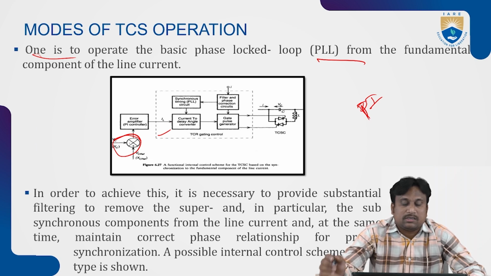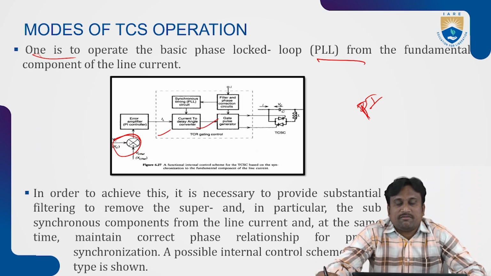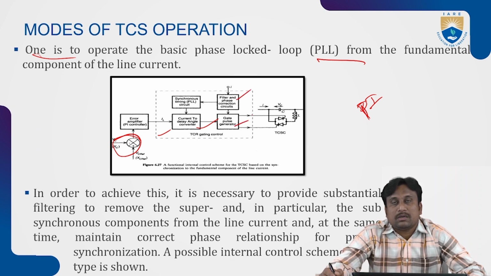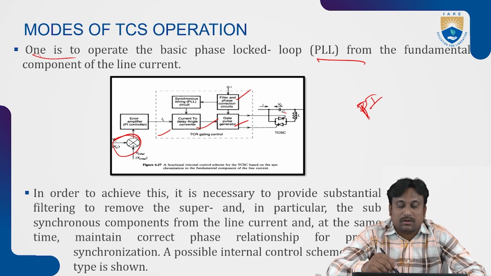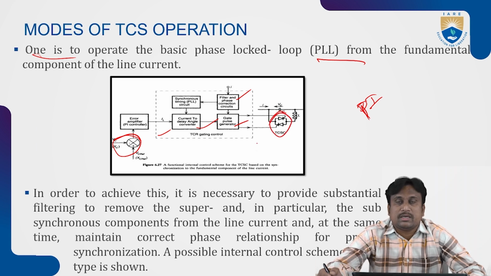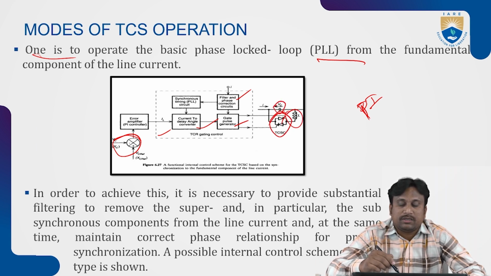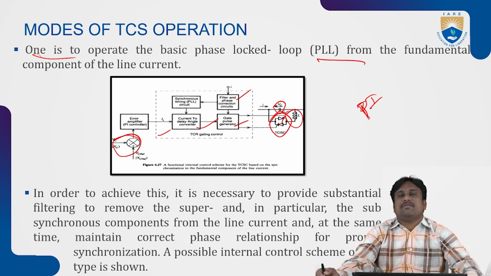So this block is connecting the current to delay angle converter. So filters and phase correction circuits are supposed to be coupled to the gate pulse generation, which all together are meeting the TCSC, as they are connected in series and parallel combinations of the devices.